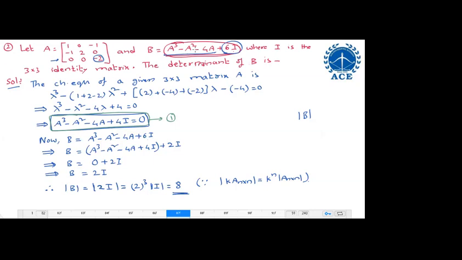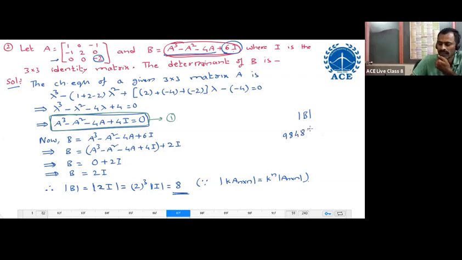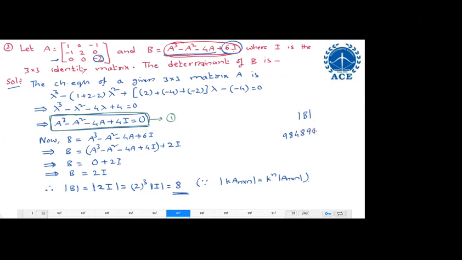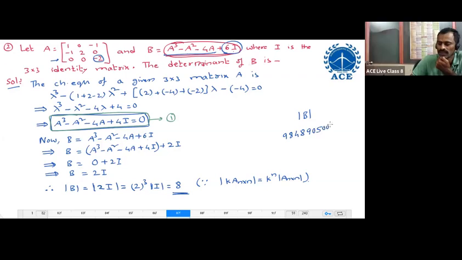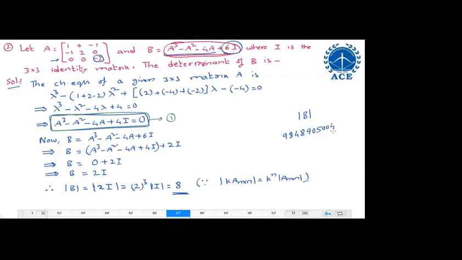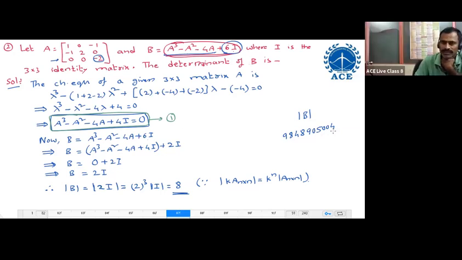Thank you, sir. Sir, can I have your contact number, sir? If we have doubts, we can send you on Telegram. 9848 905004. It is a WhatsApp number. Okay, sir. Ravinder Reddy. Okay, sir. Thank you, sir.